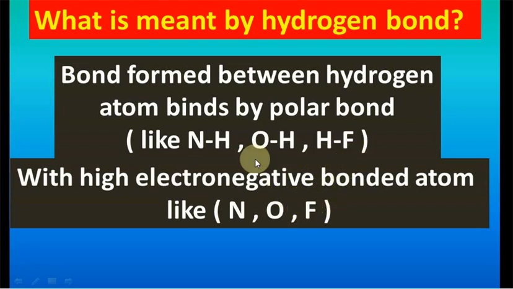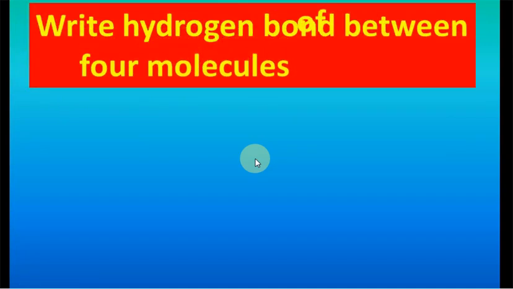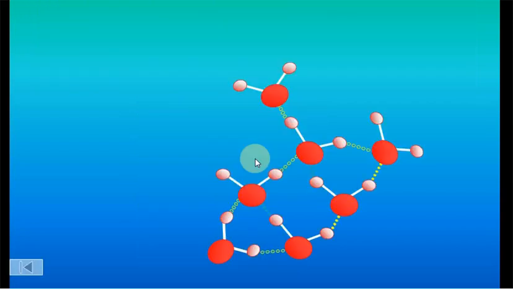It means that hydrogen is a bridge between two molecules of water, or between two highly electronegative atoms. Write the definition of hydrogen bond, or draw hydrogen bond between four molecules of water. This is a question that may come in the exam.